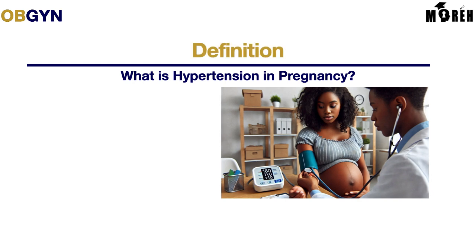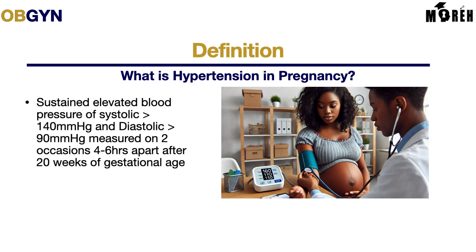By definition, and this is a complete definition, hypertension in pregnancy is a sustained elevated blood pressure of systolic greater than 140, diastolic greater than 90 millimeters of mercury, measured on 2 occasions, 4 to 6 hours apart, and after 20 weeks of gestational age. So if it is hypertension in pregnancy, or pregnancy-induced hypertension, it should be, 1, a sustained elevated blood pressure, with the systolic greater than 140 and the diastolic greater than 90.